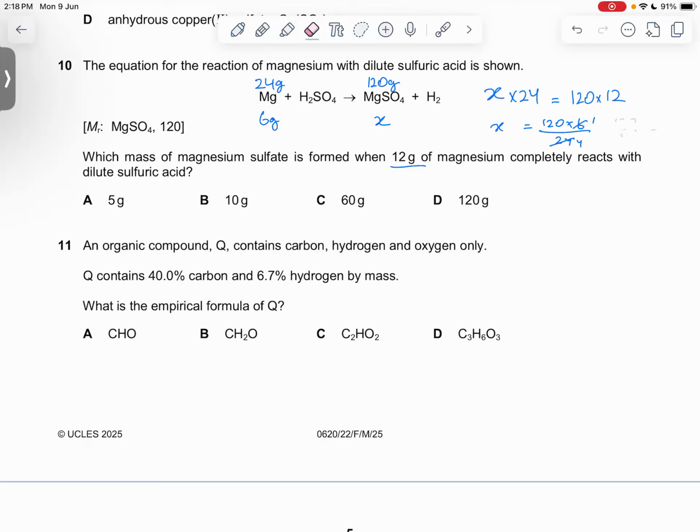Okay. So we're going to rewrite the whole equation then. 120 times 12 divided by 24. All right. 24 and 12 get cancelled. So it is 120 upon 2, which is equal to 60 grams. All right. 60 grams should be our correct answer.